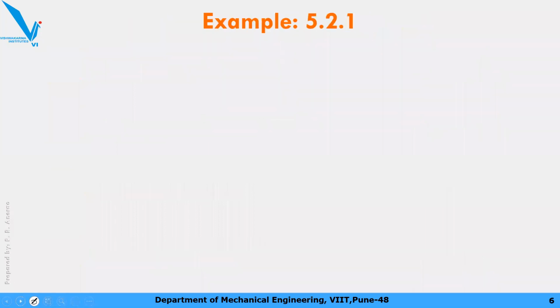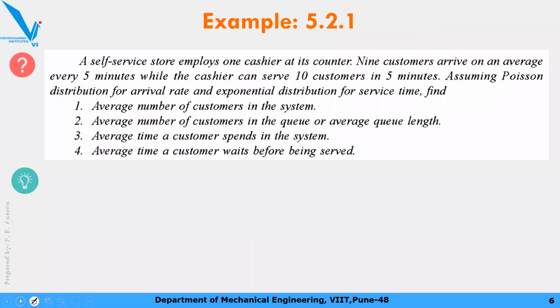Okay, now we will go to one numerical. Read the numerical carefully. A service store employs one cashier at its counter. Now remember, it's one cashier at its counter, so that means the number of servers is 1. Then 9 customers arrive on an average every 5 minutes, while the cashier can serve 10 customers in 5 minutes, assuming Poisson's distribution for arrival rate and exponential distribution for service time.